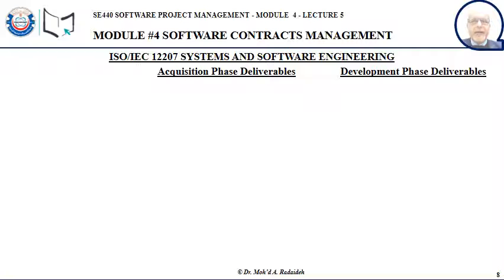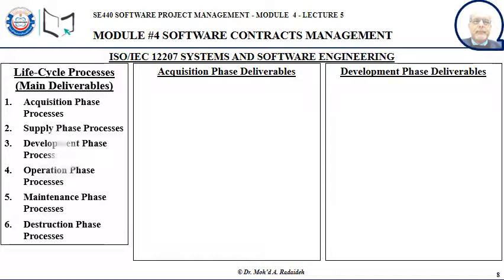Okay. This slide elaborates on the deliverables of the various phases of the ISO 12207 standard for the systems and software engineering lifecycle. Let's start with the acquisition phase deliverables.